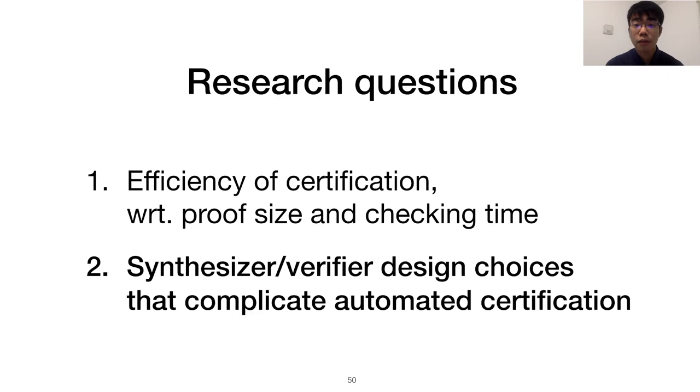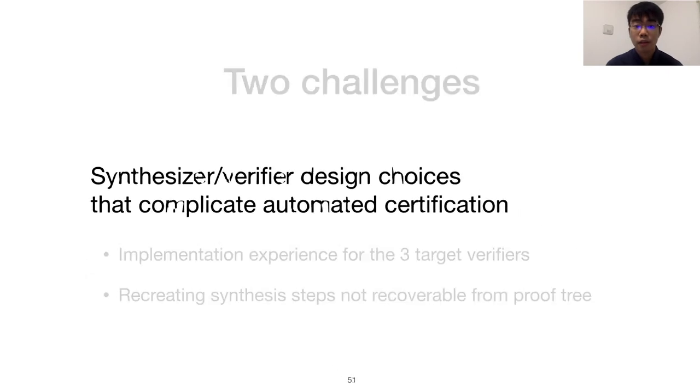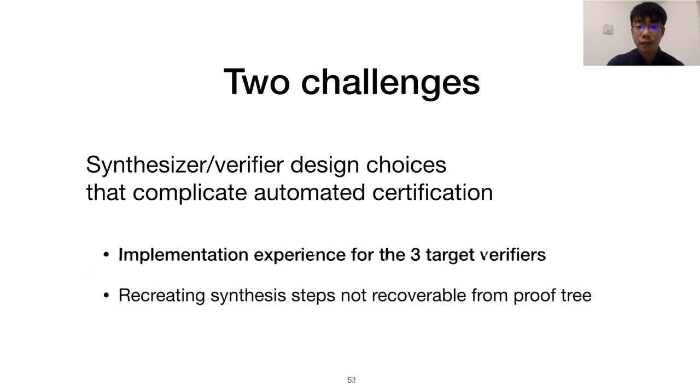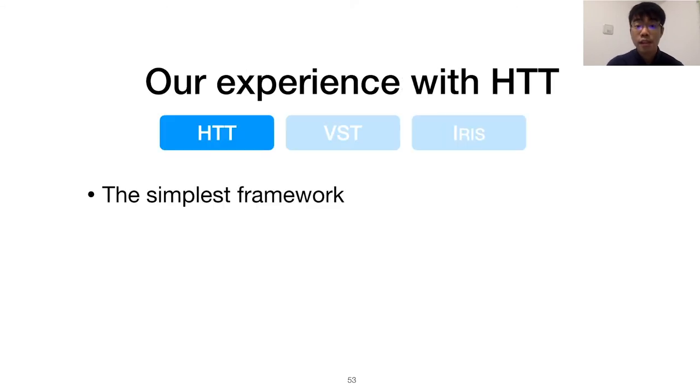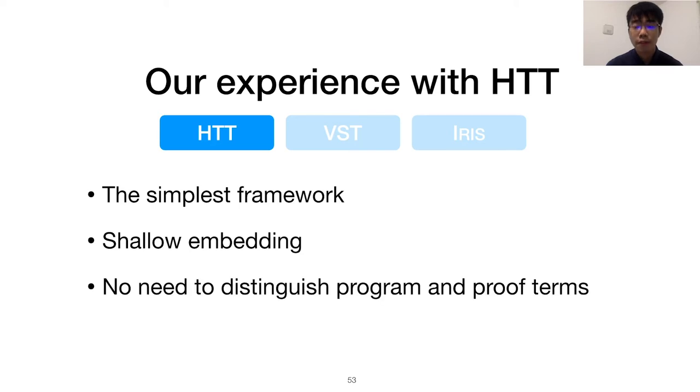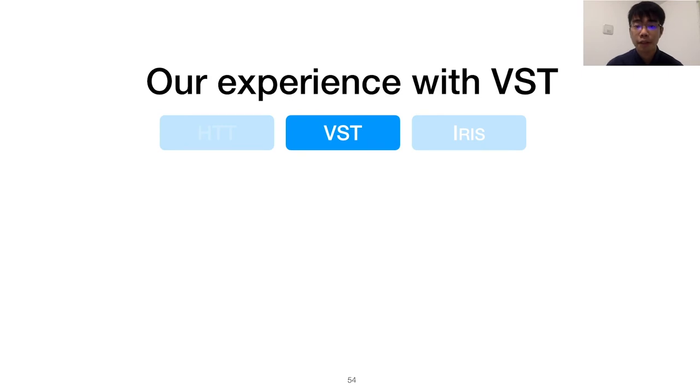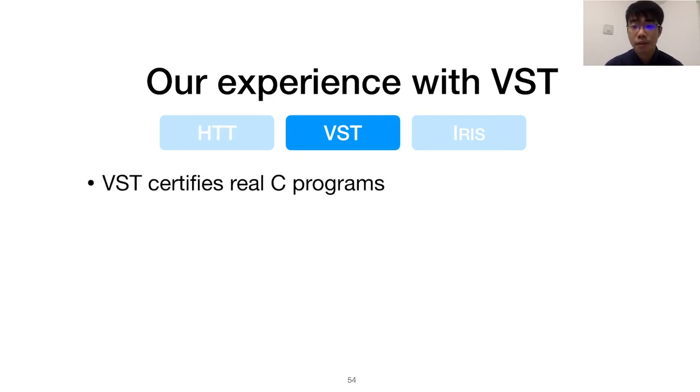For our second question, we found two key challenges. One is the difference in difficulty implementing support for each target verifier. HTT was the simplest. Thanks to its shallow embedding of both SL propositions and object language, there was no need to distinguish program and proof level terms. VST is notable for targeting real, machine executable C programs. Although VST provides advanced proof automation support, it surprisingly didn't always make things easy for us.